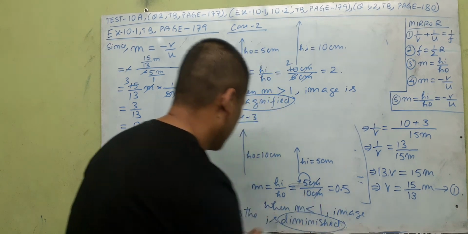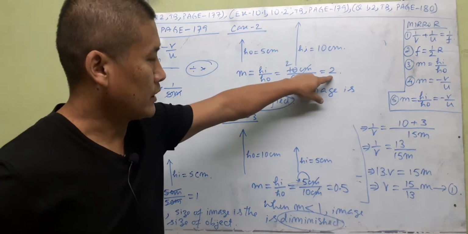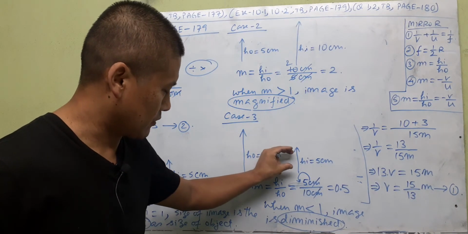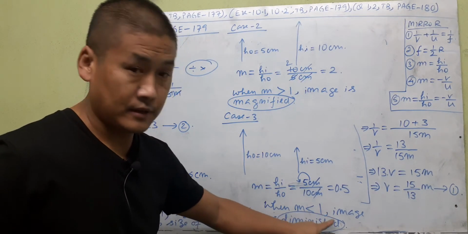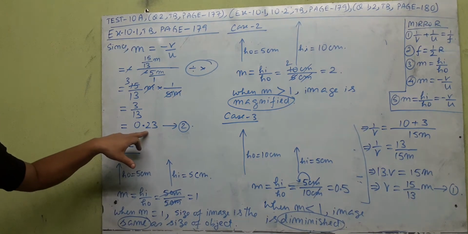These are the three cases. Same size, m equal to 1. Image magnified, then m always greater than 1. Image diminished, image is shorter, then always m less than 1. Keep that in mind. Okay, now with that, we're going to discuss the nature later on.